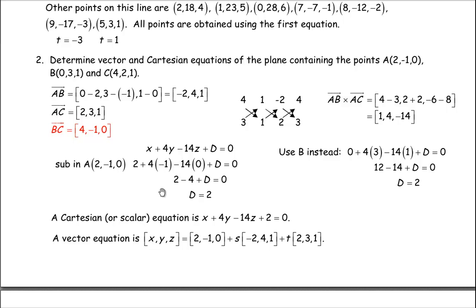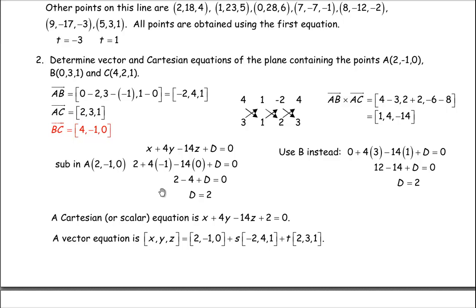The position vector of a specific point on the plane. So I used 2, -1, 0, but you could have just as easily put 0, 3, 1 or 4, 2, 1 at the beginning. Either would be fine. And so s, the parameter s times one of the vectors in the plane, plus t times another vector in the plane. And again, you could have used this 4, -1, 0 in place of either of these. Not both, of course, but either of them.